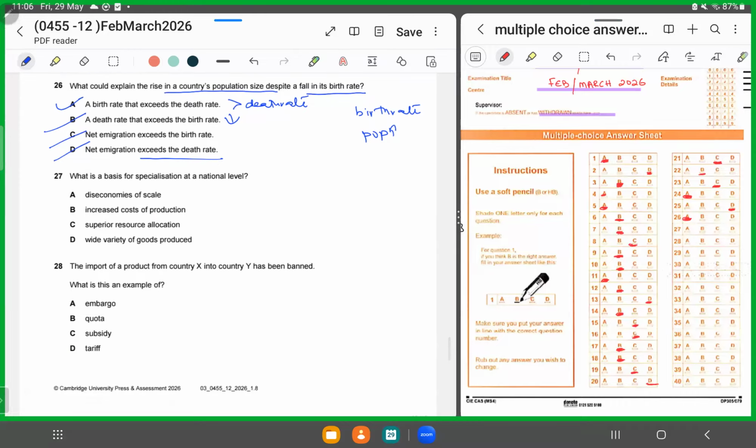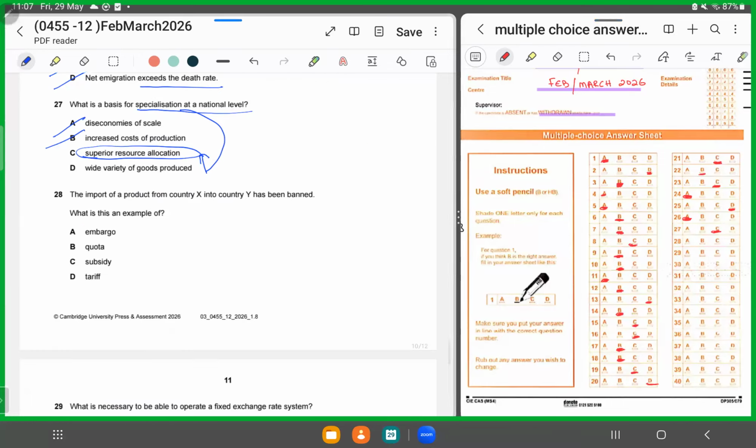27. What is the basis for specialization at a national level? Now, why would a country specialize? A country would specialize for economies of scale; it would never do that. Increased cost of production, if cost of production is increasing, why would it specialize? Superior resource allocation, wide variety of goods. When you talk about specialization, we are talking about production of one particular type of goods and services, right? So it's superior resource allocation. It's best able to utilize its resources, right? So it has to be C. 27 will shade in C as the correct answer.